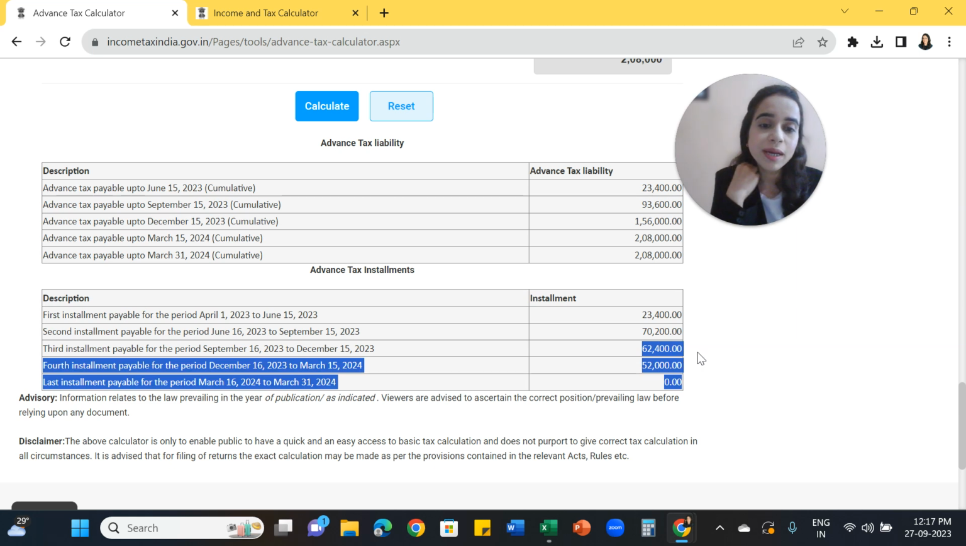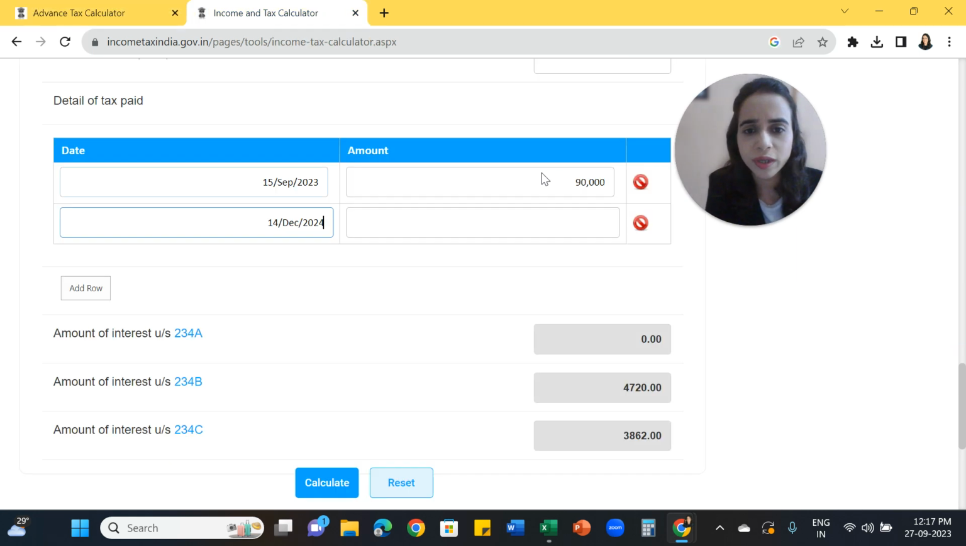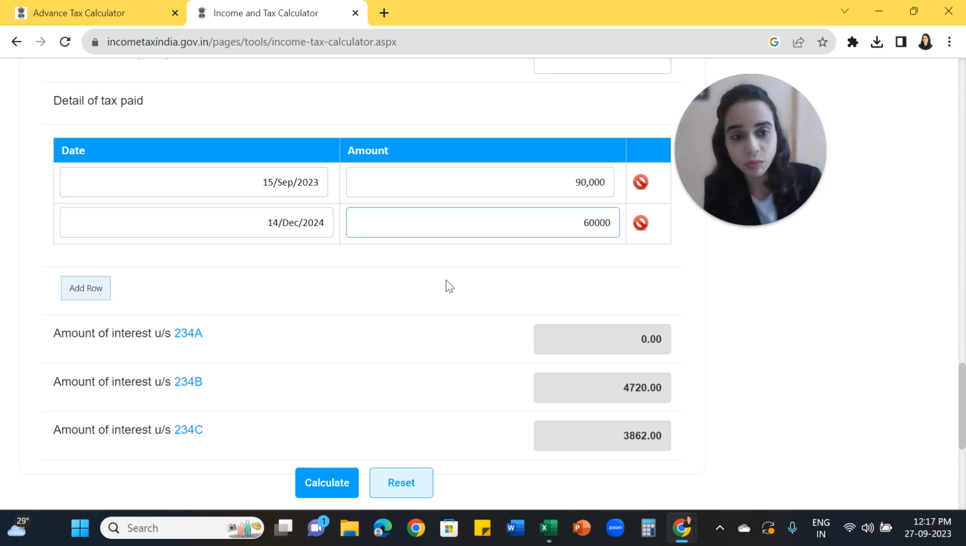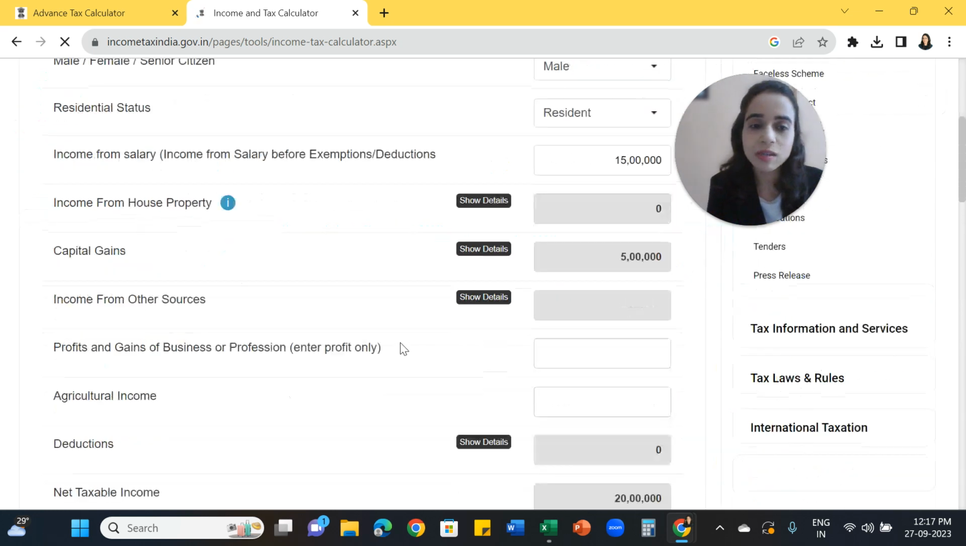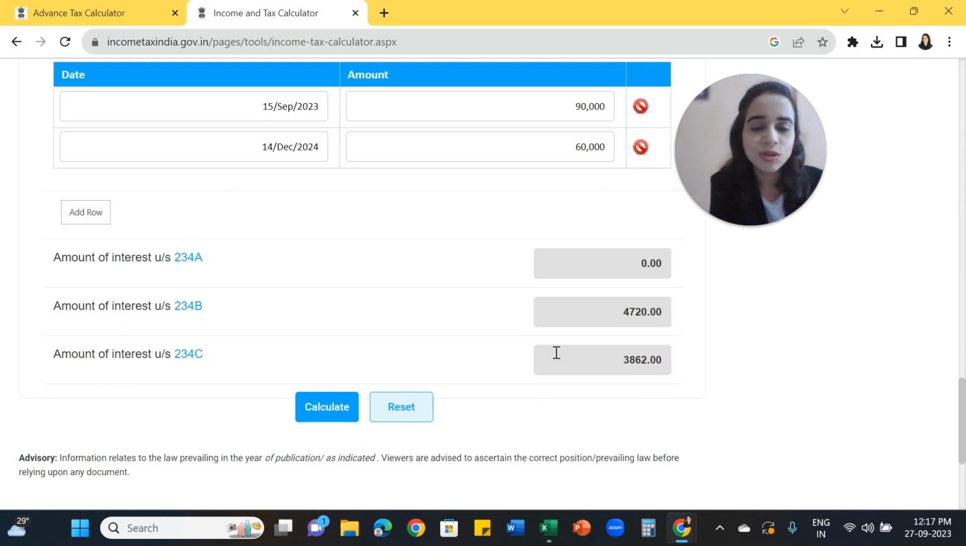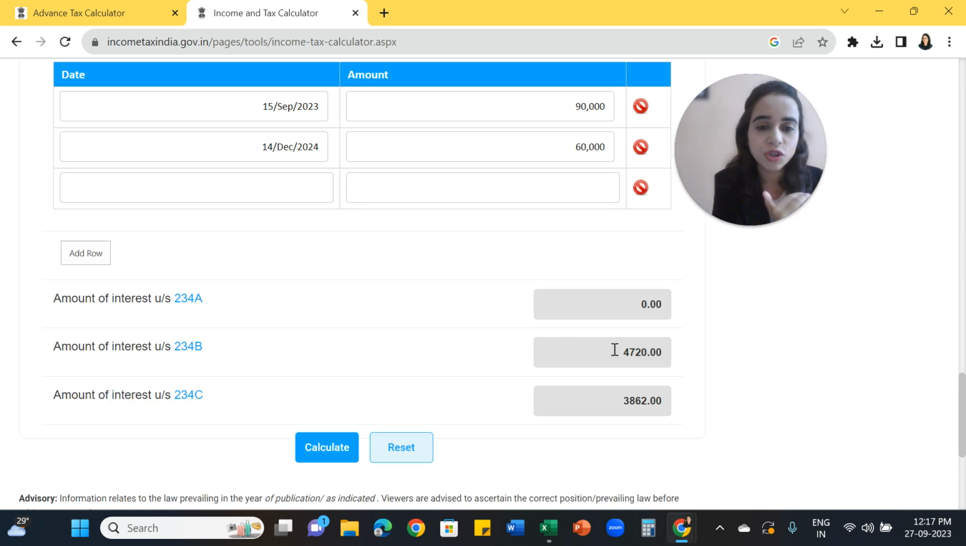So in the third installment, how much am I supposed to pay? 62,400. Let's say I have paid 60,000, a round figure. If you pay accurately, or if you pay more, that is very good. If you're paying something less, then also that is okay. The 2-3,000 that I am paying less is not left out, it is calculating interest on it. So you see again the interest element has reduced substantially. It's now 4720 plus 3862.